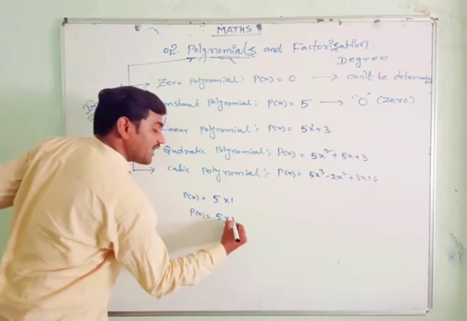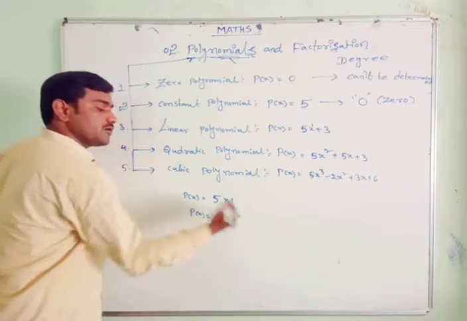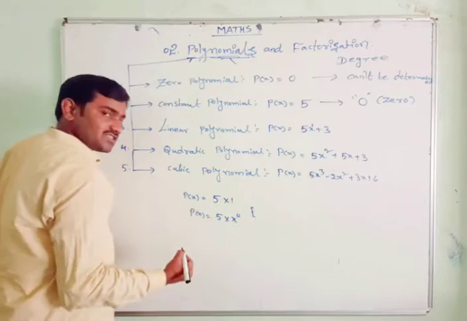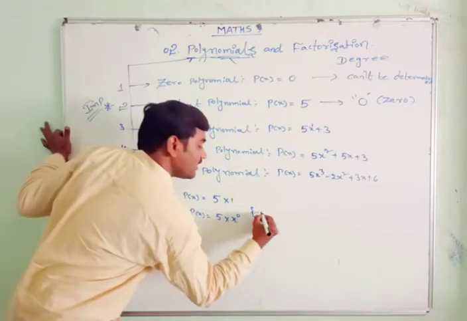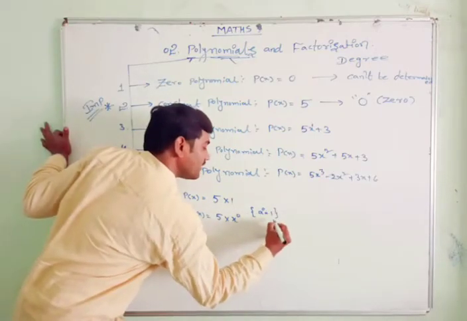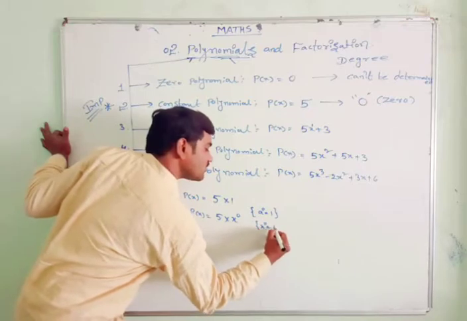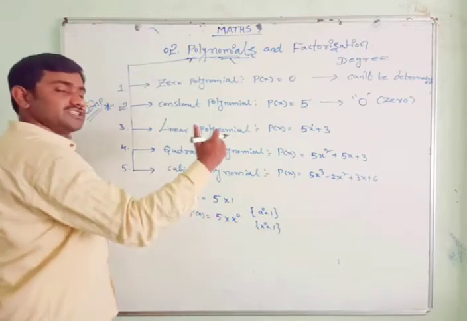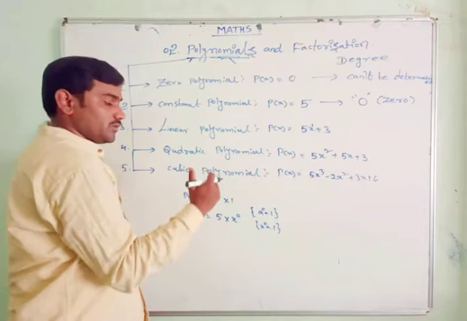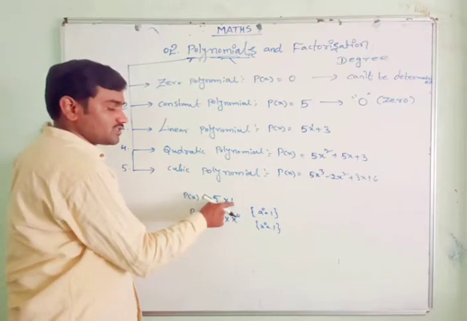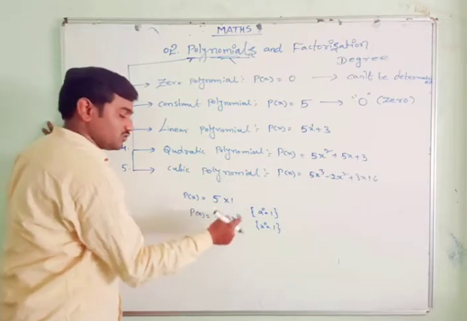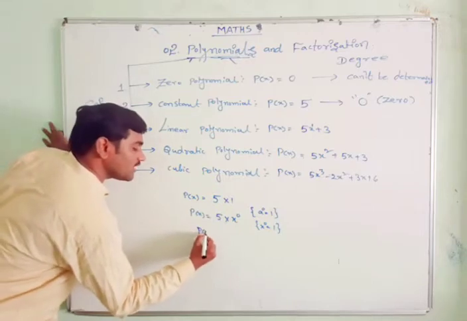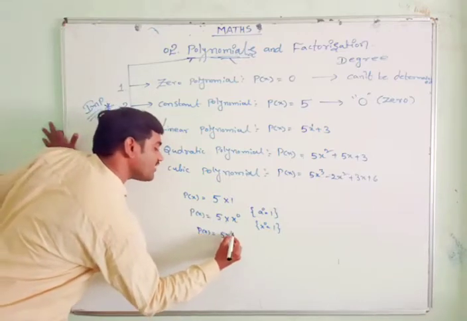This 1 I write as x to the power of 0. Why x to the power of 0? From the laws of exponents, a to the power of 0 equals 1, or x to the power of 0 equals 1. If the power is 0, it is always equal to 1. So this 1 can be written as x to the power of 0, giving 5 into x to the power of 0, that is 5x to the power of 0.